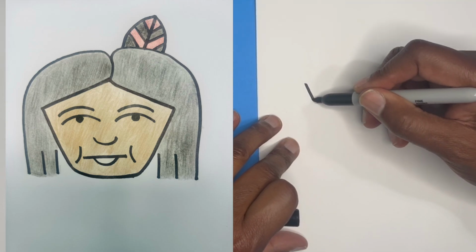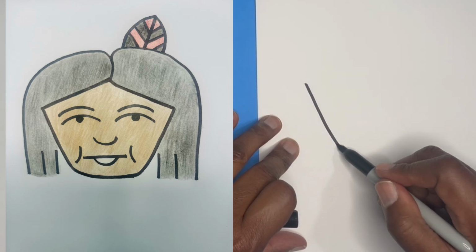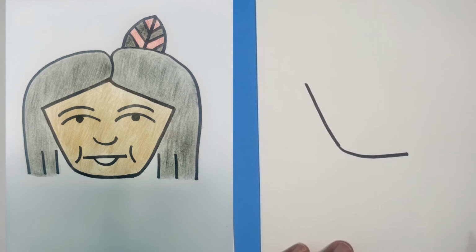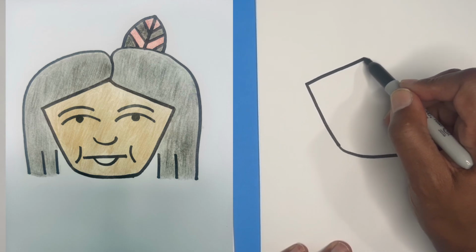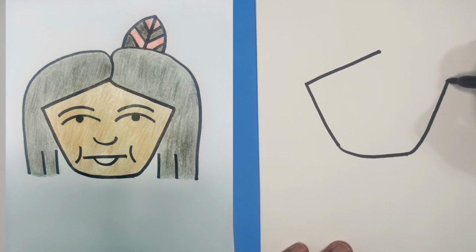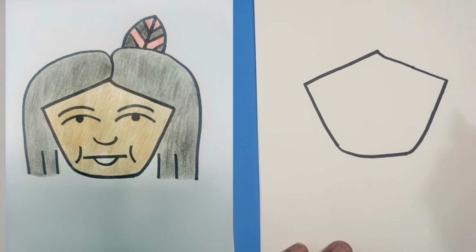So let's make a slanted line like this. And then we are going to make a line like this for the bottom of his face. And then we are going to make a line going out like this to match this side. All right, let's make a diagonal line like this around at the halfway point of his face. And let's do the other side as well. We're going to have these two lines meet.